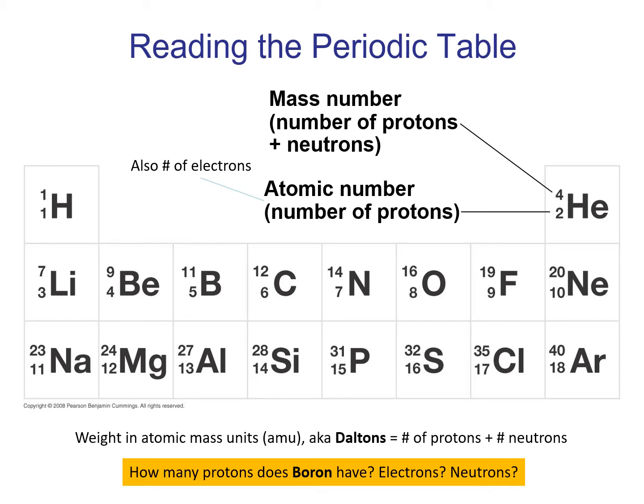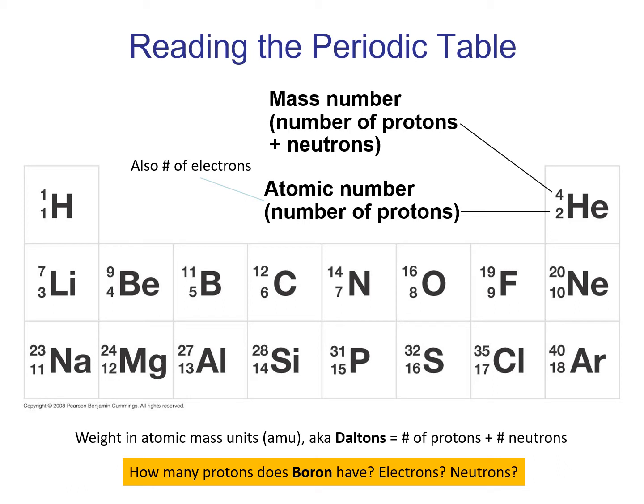Above that atomic number, we have the mass number. And the mass number is the number of protons plus the number of neutrons. Now, notice that in most cases, but not all, the number of neutrons and the number of protons is the same. So if we look at carbon there, C, we have 6 protons. We know that because the lower number, the atomic number, is 6. We have 6 neutrons because the atomic mass, or the mass number, is 12. And 6 plus 6 equals 12.